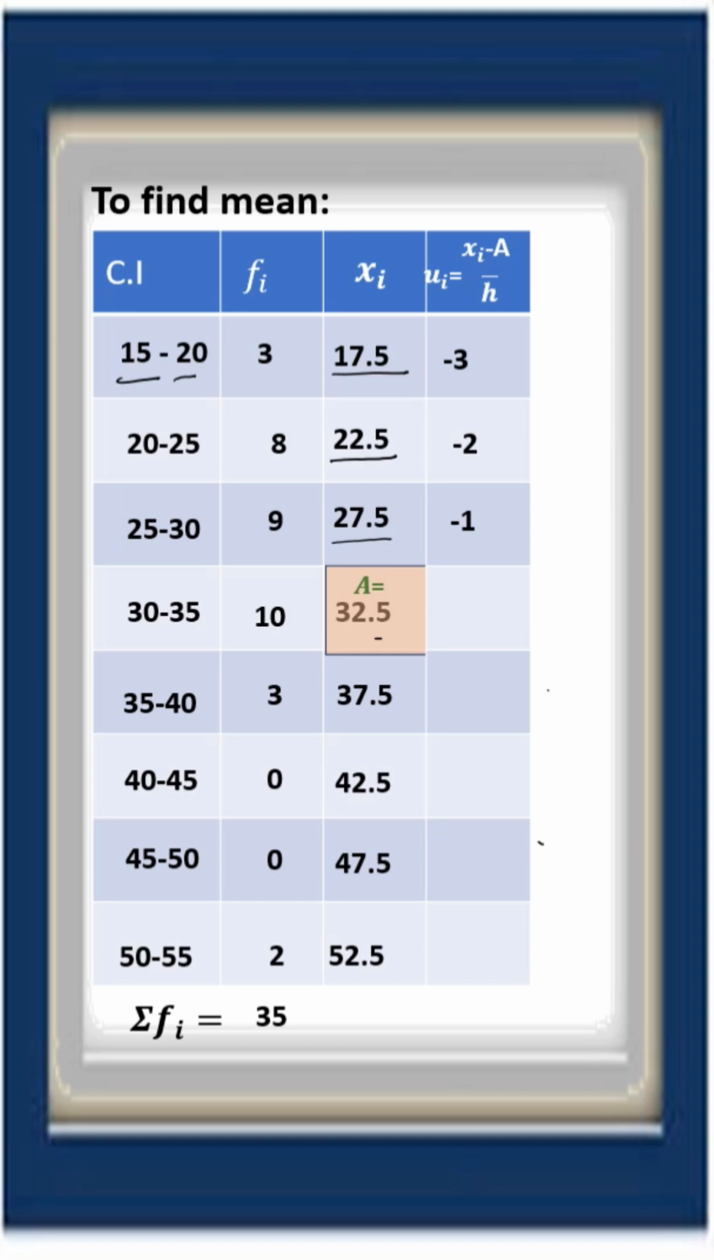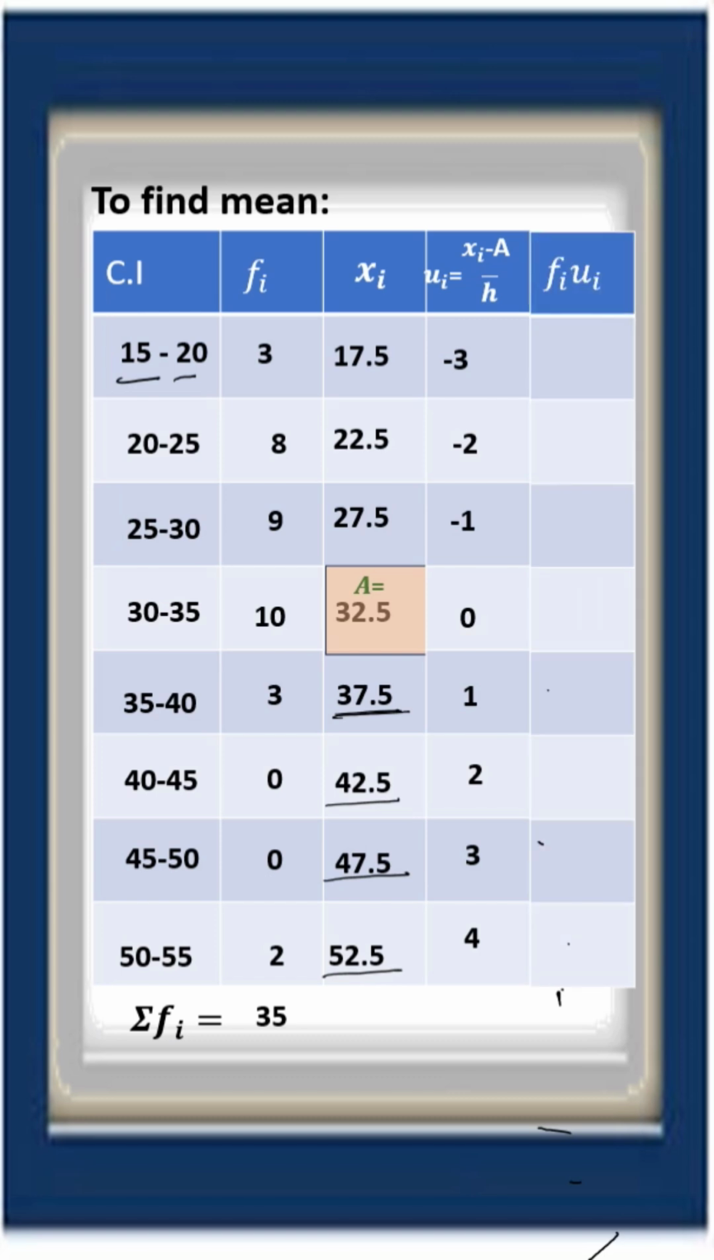Now 32.5 minus 32.5, it is 0. 37.5 minus 32.5, it is 5. 5 by 5 is 1. 42.5 minus 32.5, it is 10. 10 by 5 is 2. 47.5 minus 32.5, it is 15. 15 by 5, it is 3. 52.5 minus 32.5, it is 20. 20 by 5, it is 4.